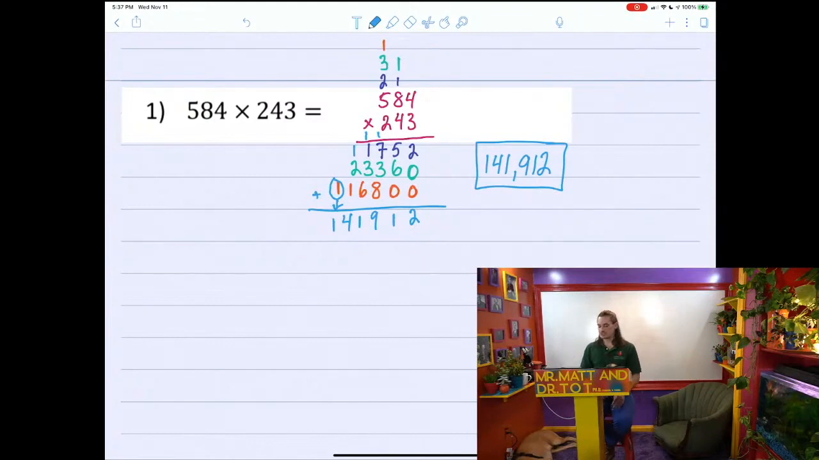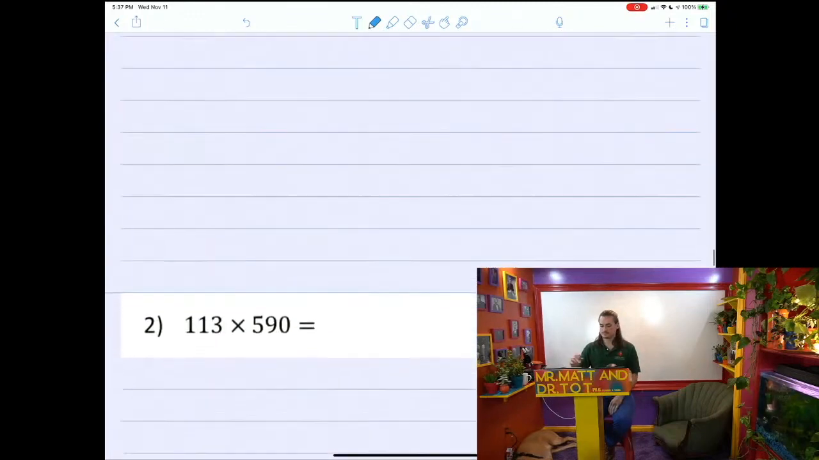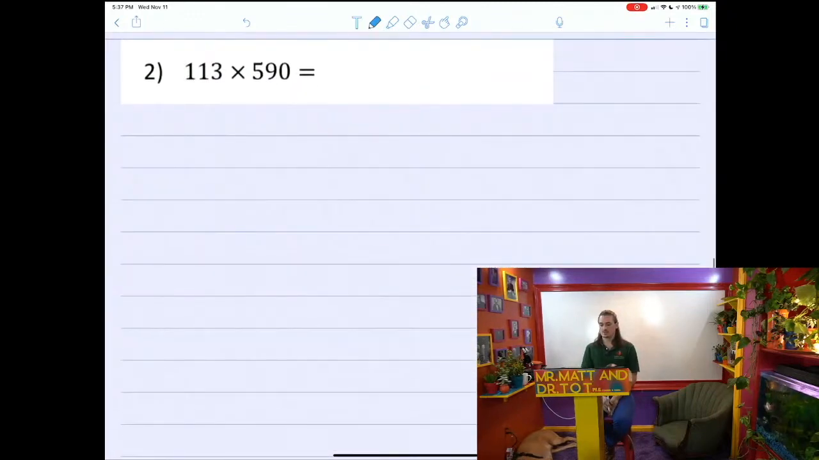If you have any questions at all, then please let me know. Otherwise, let's look at number 2. I'm going to give you 3 minutes, and this will probably be the last question for today. On Friday, we'll pick back up and concentrate on just a few two-digit numbers, and then mostly with three-digit by three-digit, and maybe even a four-digit by four-digit number. So 3 minutes, and then we'll review.